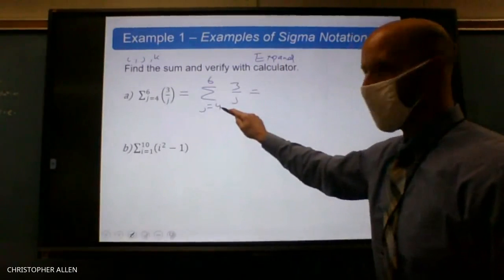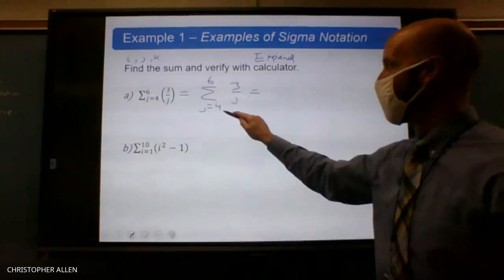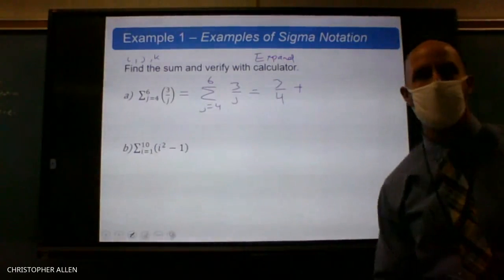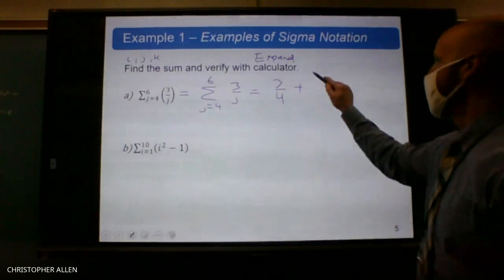We start at 4. Now, notice I didn't start at 1. You usually start at 1, but you don't have to start at 1. Here, we're going to start at 4. So this is going to be 3 over 4. That's the first one. What would the next one be?